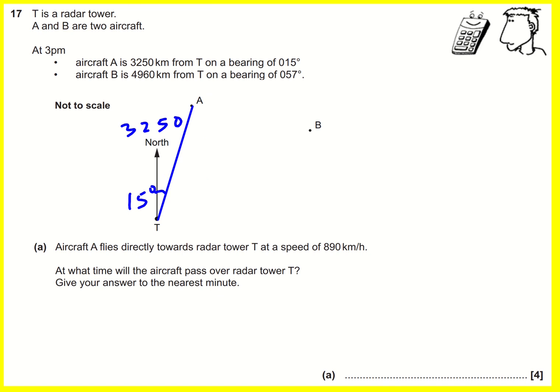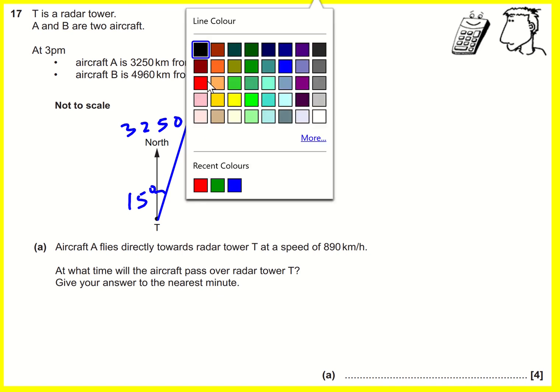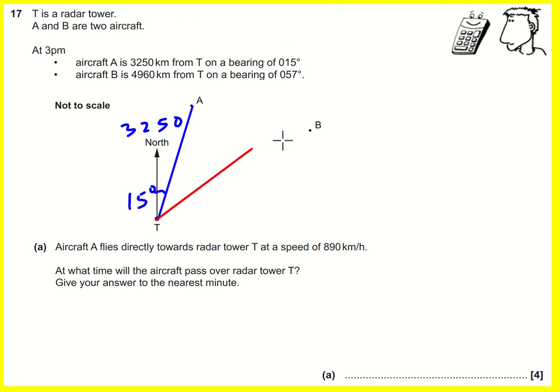Right, for B it's similar. This angle here in red is going to be 57 degrees, and the length is going to be 4960. Brilliant. Right, aircraft A goes towards Tower T at a speed of 890 kilometers an hour. At what time will it pass over it?